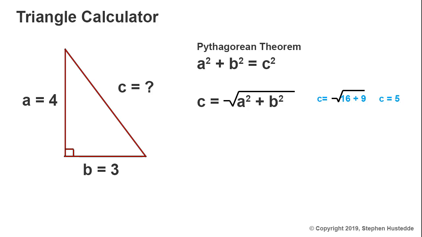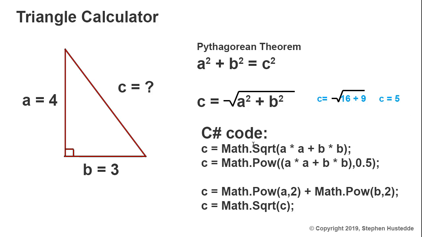We can represent that in code a couple different ways. I can take a squared, which is the same as a times a, and add that to b times b, which would be b squared, taking that whole value inside the parentheses and using Math.Sqrt. Alternatively, I can say Math.Pow and specify a value that I want to raise to an exponent, which in this case again is a squared plus b squared. And if I raise that to a value of 1/2, that is the same as taking the square root. Either one of those ways will work.